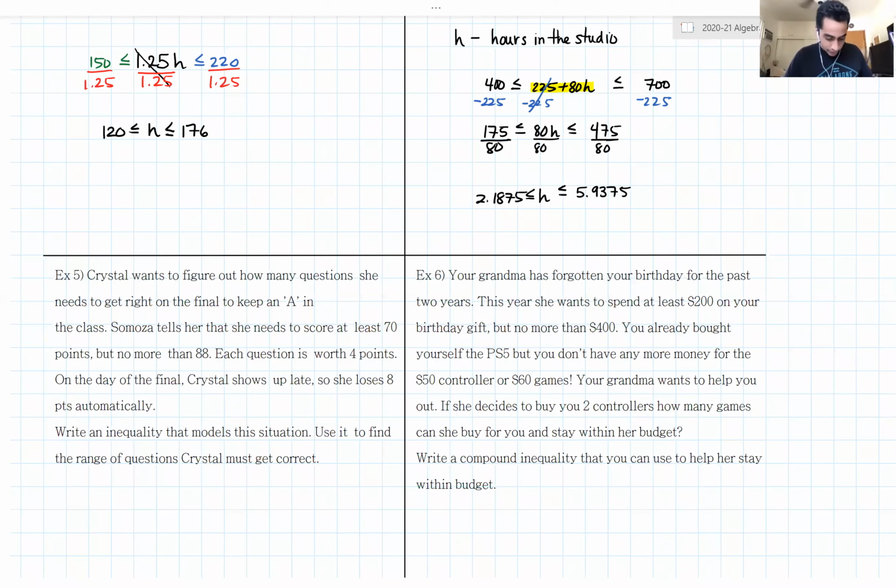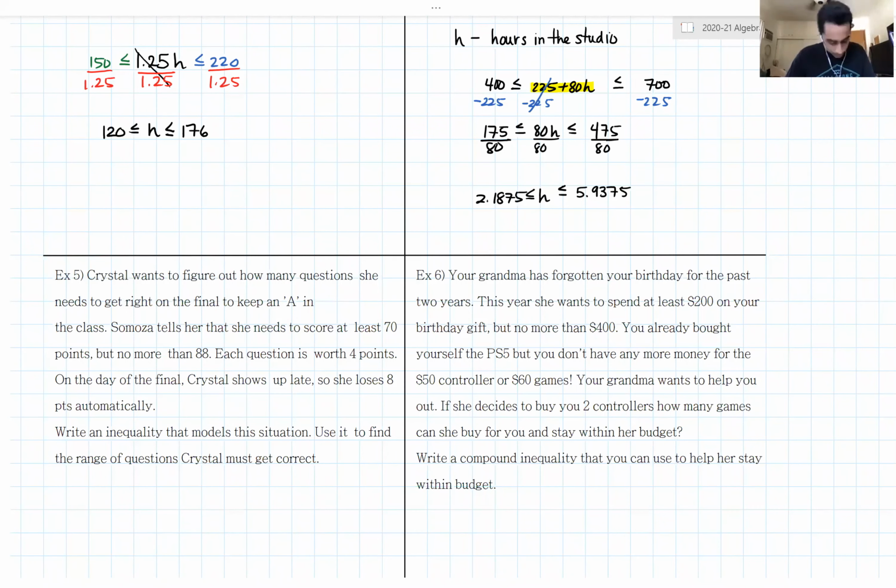So I tell her she needs to score at least 70 points, but no more than 88. Each question is worth 4 points. On the day of the final, she shows up late, so she loses 8 points automatically from her test. No matter what score she gets, I'm going to have to deduct 8 points from it. Write an inequality that models the situation. Use it to find the range of questions that Crystal must get correct.